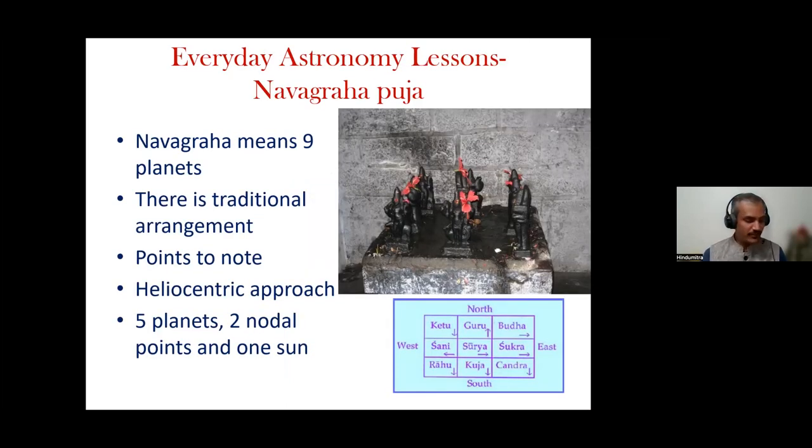We see in every temple that there is Navagraha Puja. There is an arrangement of 9 planets with the sun. And this is a heliocentric arrangement, we can see. The sun is at the center and all planets are around it. Okay, that which Europe learned in the 16th century, and we knew that from thousands of years back.